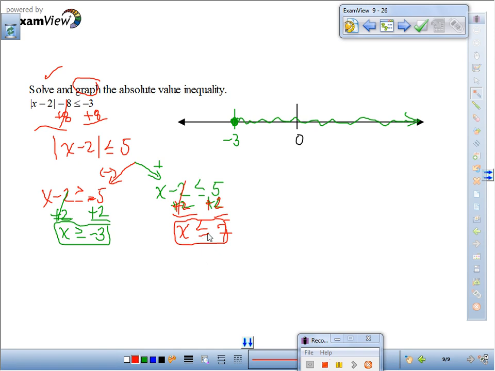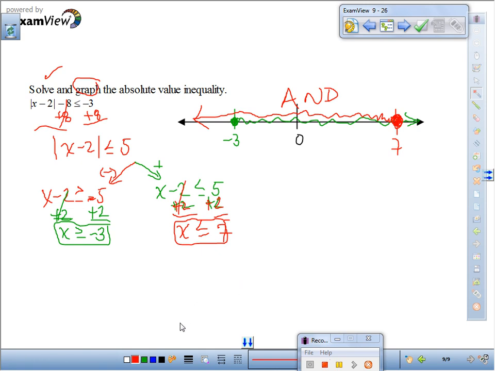Now I'm going to graph the second one, which is at 7. I start at 7. Does it include 7? Yes, it has an equal sign, so you plot your point there. And it says, x is less than or equal to 7. What numbers are less than or equal to 7? Everything to the left. So do you guys notice that they intersect here? This is an and. Okay, check this out.